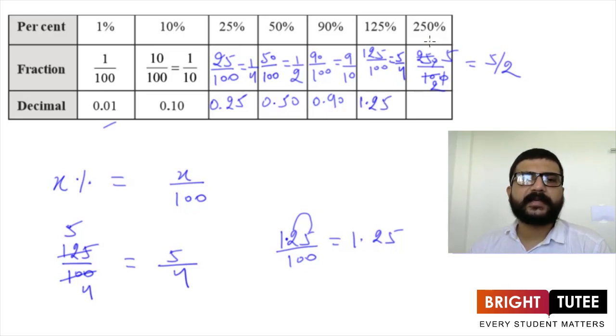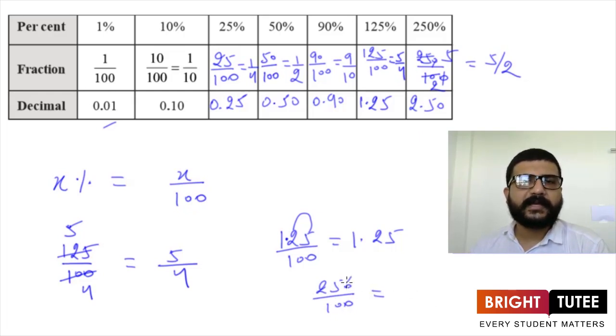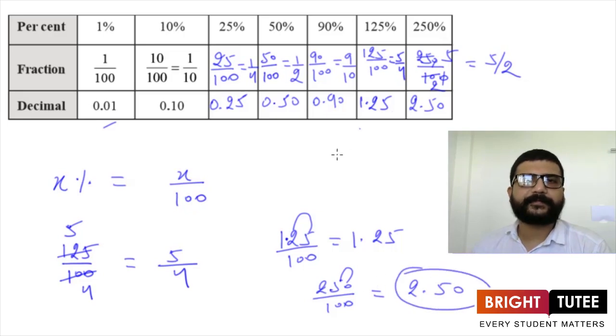And the next one here is 250% and the fractional representation was 250 upon 100. So this is nothing but 2.50. We have 250 upon 100. Now we have 2 zeros in the denominator. So it means we have to skip 2 digits from the right and put the decimal here. So this will be 2.50. So this is how we can convert percentage into fraction and decimal.